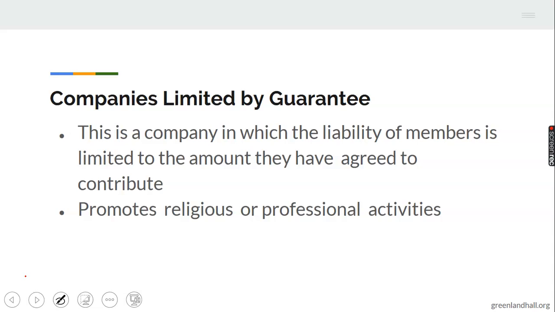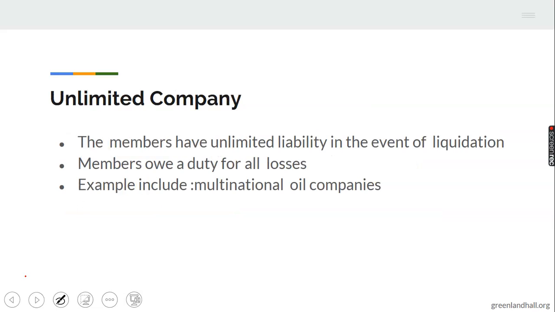Then the third one is companies limited by guarantee. This is simply a company in which the liability of members is limited to the amount they have agreed to contribute. Most of the time, this type of company falls under the promotion of religious or professional activities. So we refer to this type of company as a company limited by guarantee. They are established to carry out religious activities or professional activities.